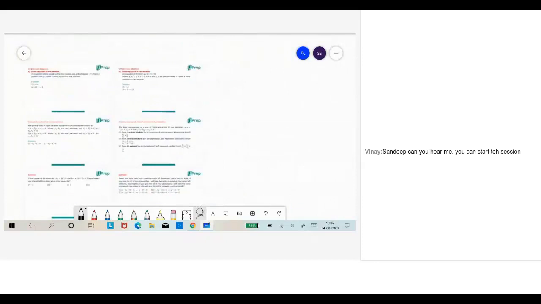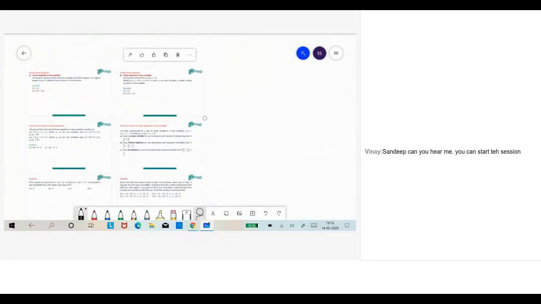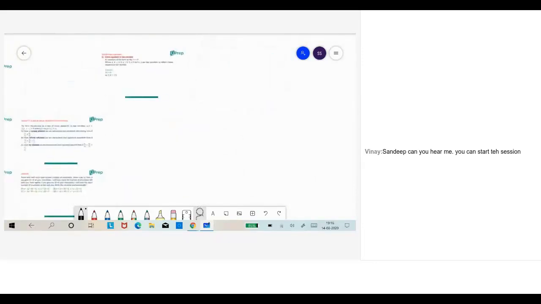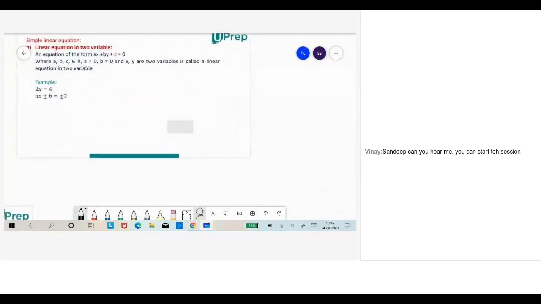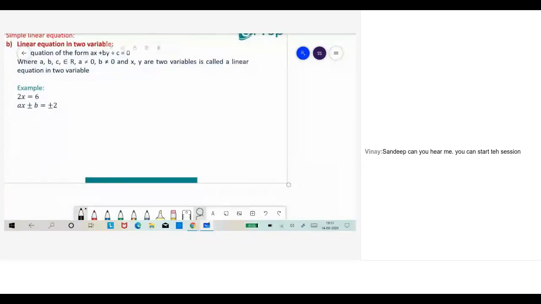Now, our topic today is linear equation in two variables. What does a linear equation in two variables consist of? Here, let me give you a simple example to make you understand that. Take this.